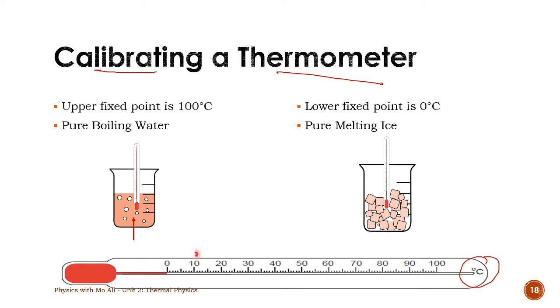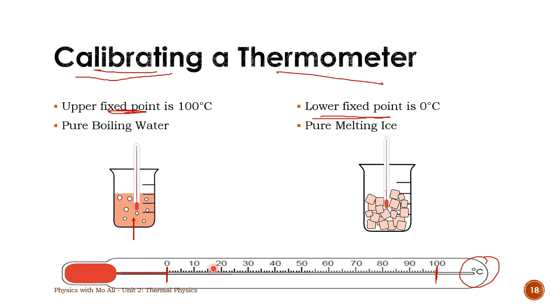But how did Celsius create his scale? He did so by a process called calibration. He created 2 fixed points, which he called the upper and the lower fixed points. So he has this nice long empty scale, and he marked 2 points on it. The lower fixed point is 0, which is the temperature of pure melting ice. And the upper fixed point is 100.